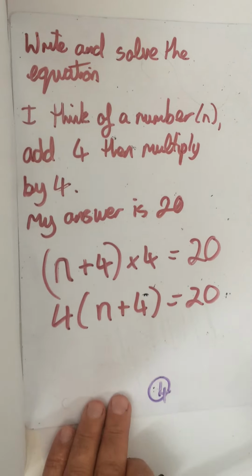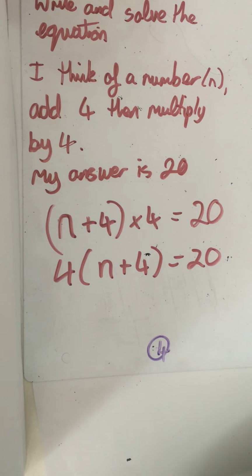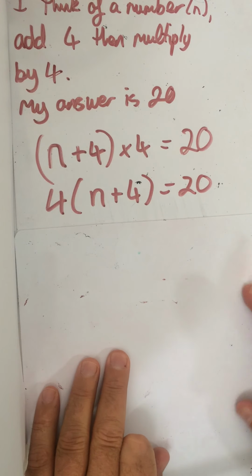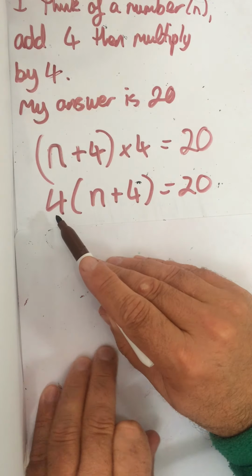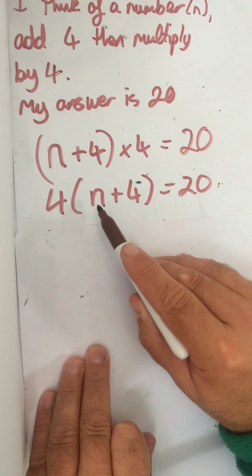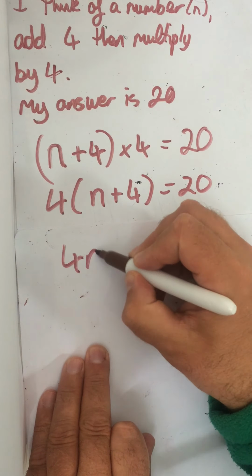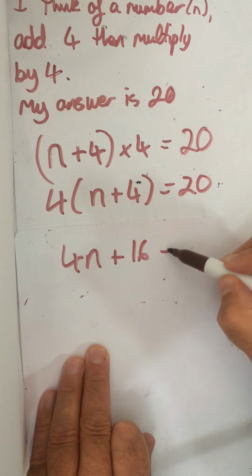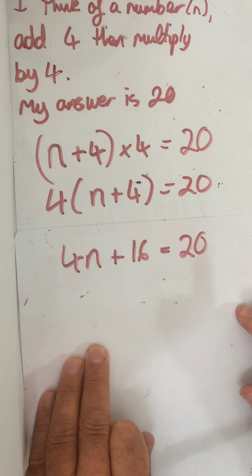Now when we can see that, it's looking a bit more familiar, isn't it? From there we can solve it. We know how to get rid of brackets; we did that in a previous lesson. 4 times n is 4n. 4 times 4 is 16. So now we've got rid of the bracket, and that equals 20.